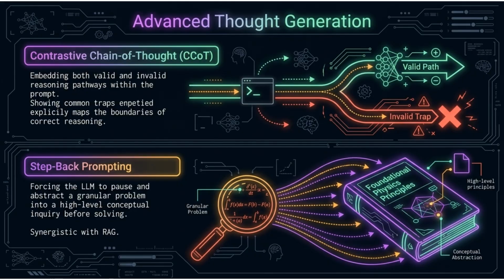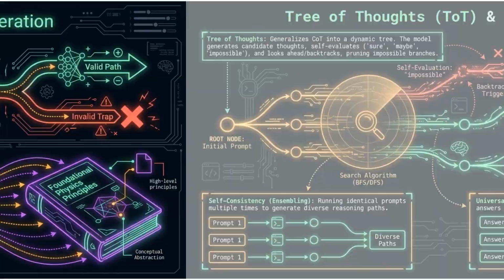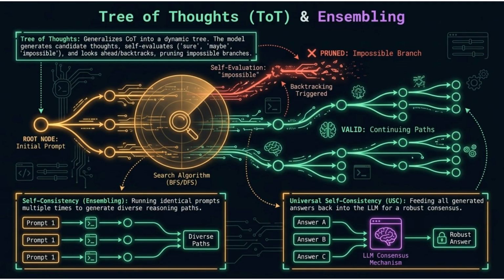Advanced thought generation includes contrastive chain of thought, or CCOT, where both valid and invalid reasoning paths are embedded to map boundaries of correct reasoning. Step-back prompting forces the LLM to pause and abstract a granular problem into a high-level conceptual inquiry. Tree of thoughts, or ToT, generalizes CoT into a dynamic tree. The model self-evaluates and prunes impossible branches.